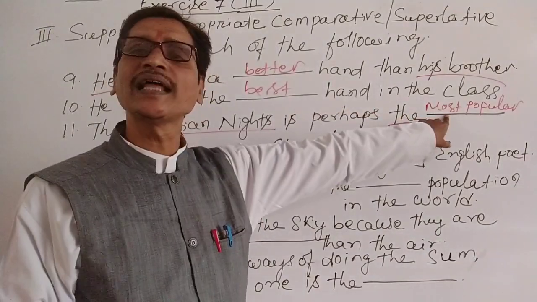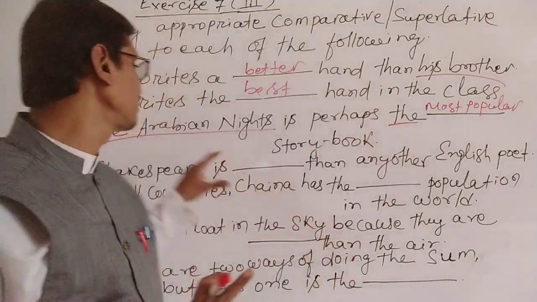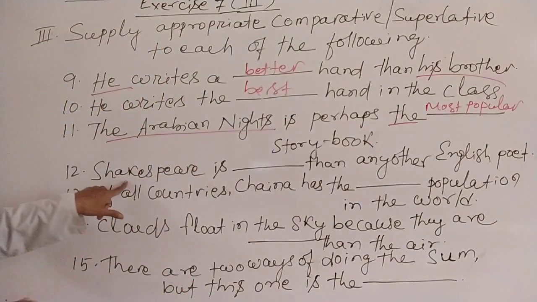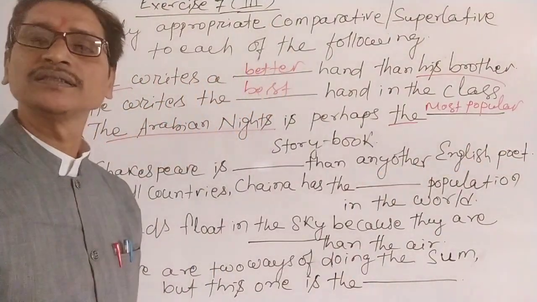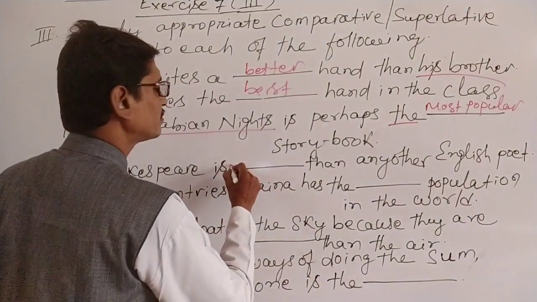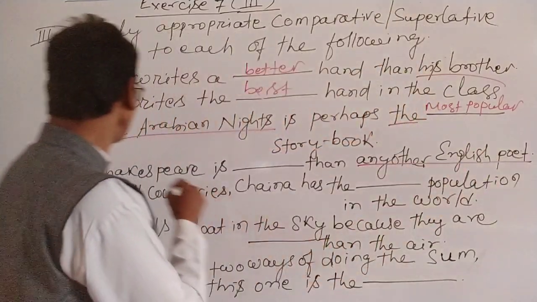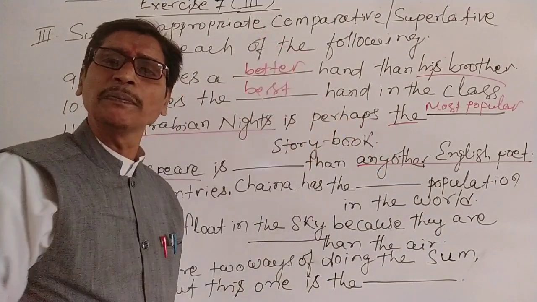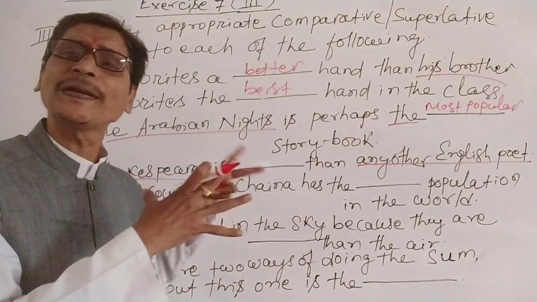Here we have given the superlative degree because we are comparing with all other storybooks with the Arabian Nights, which is in superlative. Similarly, Shakespeare is dash than any other English poet. Okay, most, you can say the most is... Shakespeare is the... We are comparing him with any other English poet. We are comparing Shakespeare with any other poets of his contemporary age, of his time. So here we have to use the comparative degree.